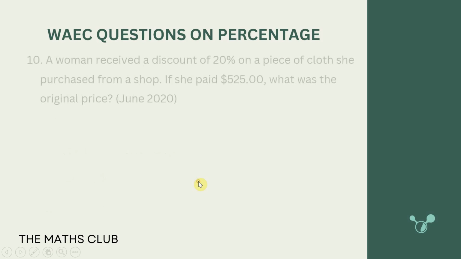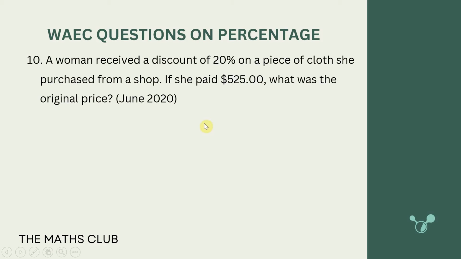Great. Next question says that a woman received a discount of 20% on a piece of clothes she purchased from a shop. If she paid $525, what was the original price? I want you to pause the video and try this out yourself.